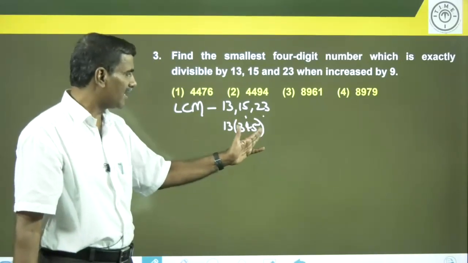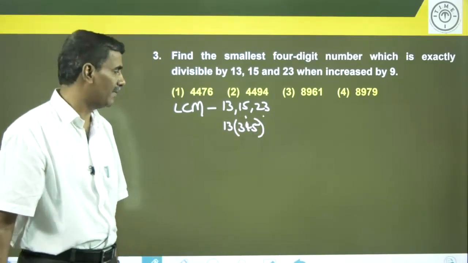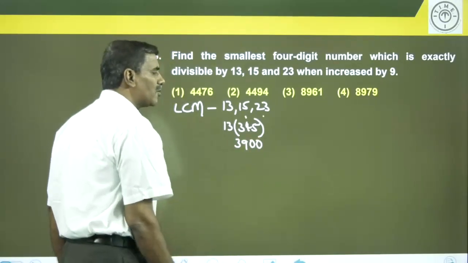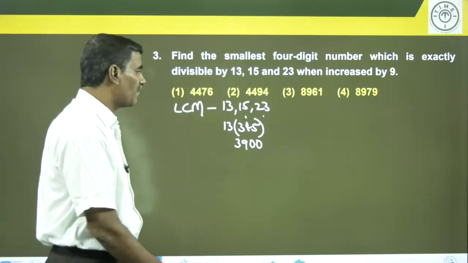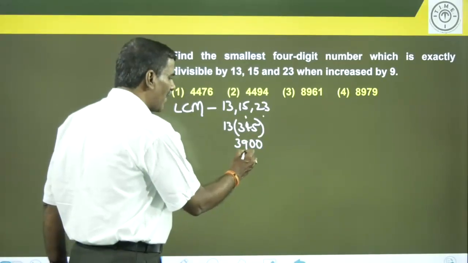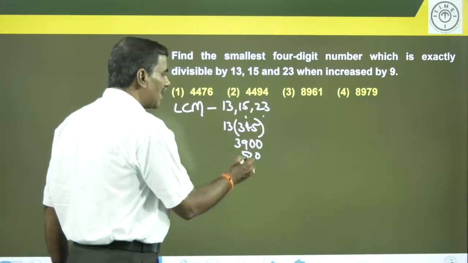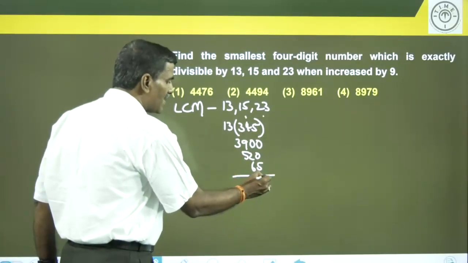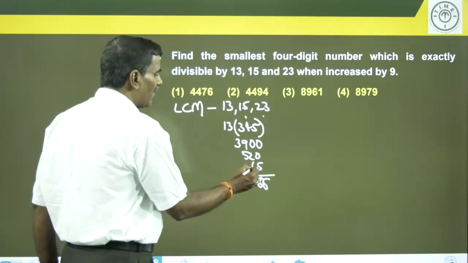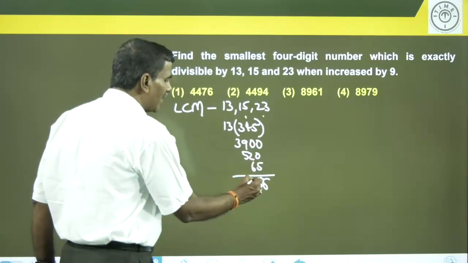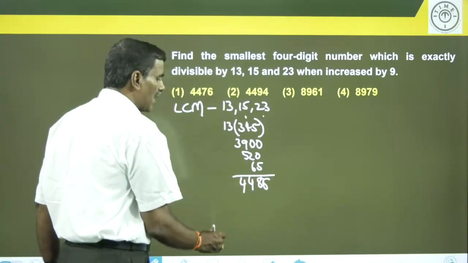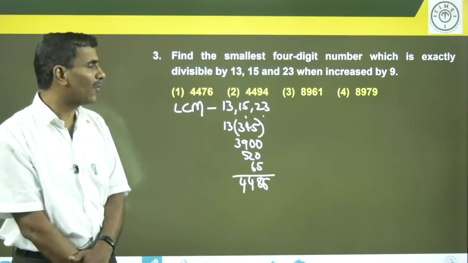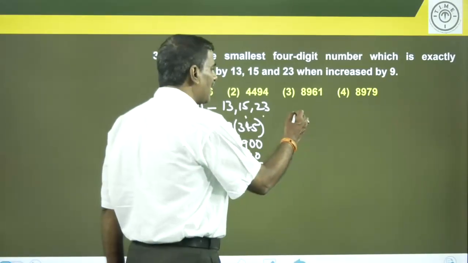13 300s, 13 40s, 13 5s: in that way we will separate them. 13 3s is 39, so 13 300s will be 3900. 13 4s is 52, so 13 40s will be 520 because 4 is in the tens place. 13 5s is 65. Adding them: 20 plus 65 is 85. Further, 9 plus 5 is 14, and 1 is carried forward. So it will become 4485. So 4485 is the LCM.